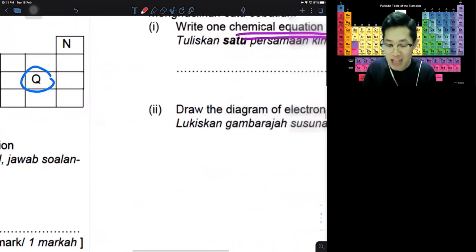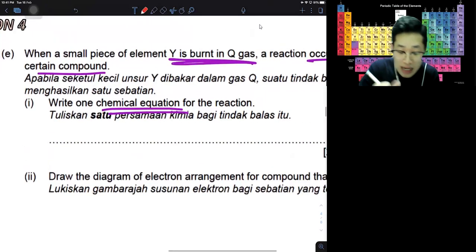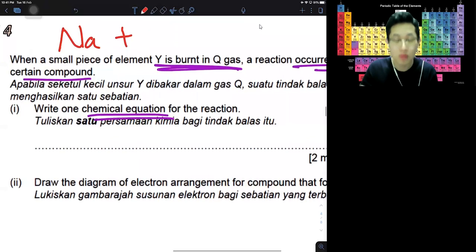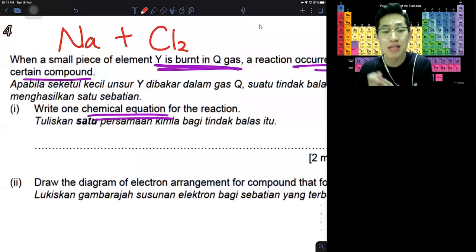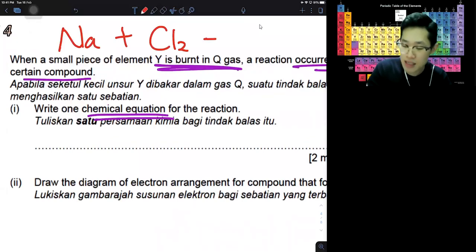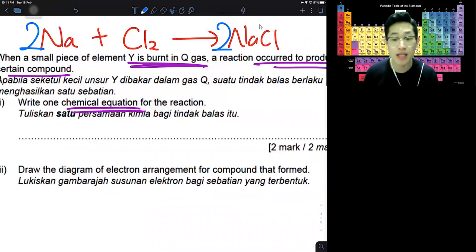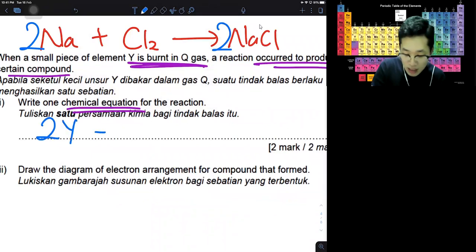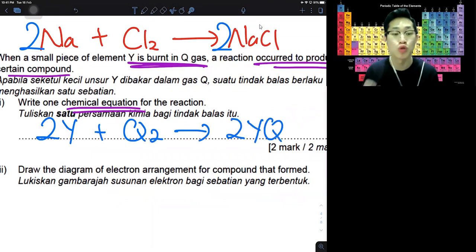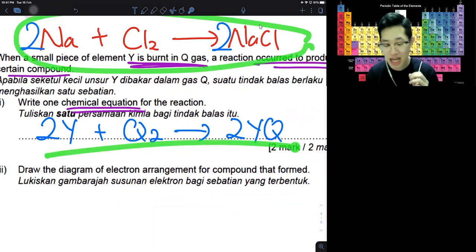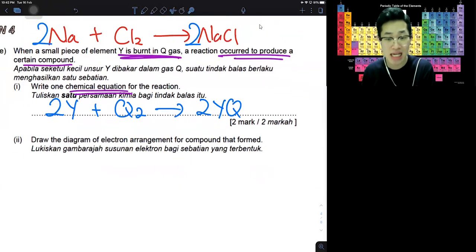So sodium reacts with Q, which is chlorine gas. I write the actual equation first. Sodium reacts with chlorine. What is the formula of chlorine? Stop telling me Cl. It should be Cl2. All the members of group 17 have 2. So Na plus Cl2, you get NaCl. Remember to balance the equation, 2NaCl, 2Na. So your answer will be 2Y plus Q2 equals 2YQ. This is what I will do. I write the actual one first, and then only I substitute the unknown in. This can minimize the careless mistakes.